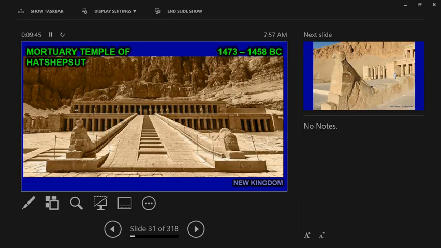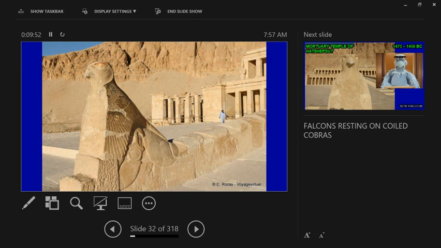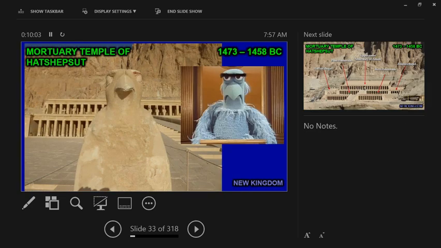And then here you have this great staircase and ramp that goes up to the upper levels, and you have these falcons resting on coiled cobras. The coiled cobras go back and forth across here. And this guy, though, I don't know if you guys ever watched the Muppet Show, but it reminds me of the eagle that's on the Muppet Show.